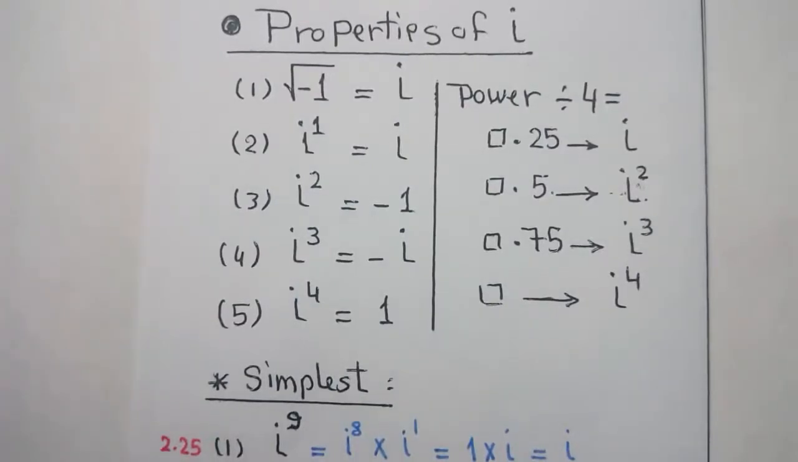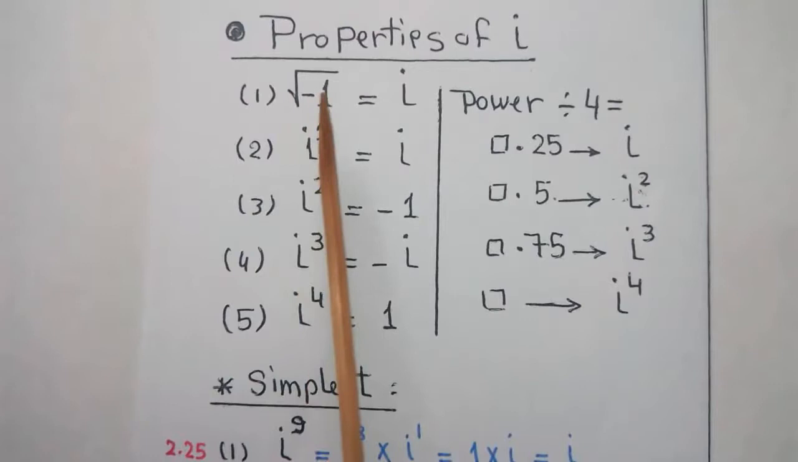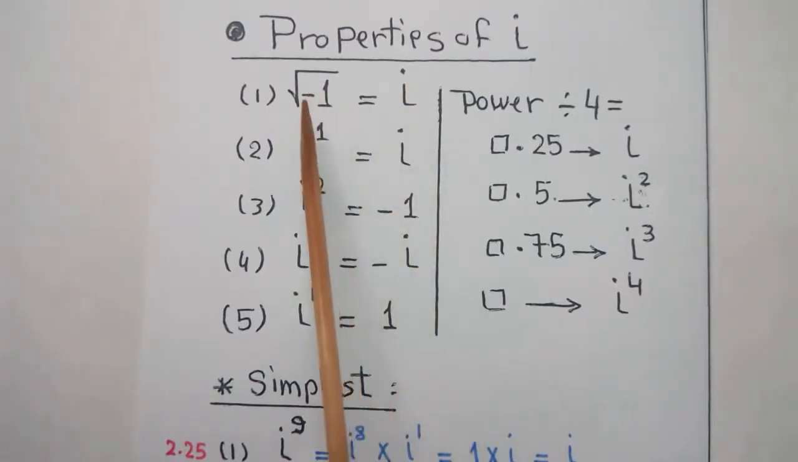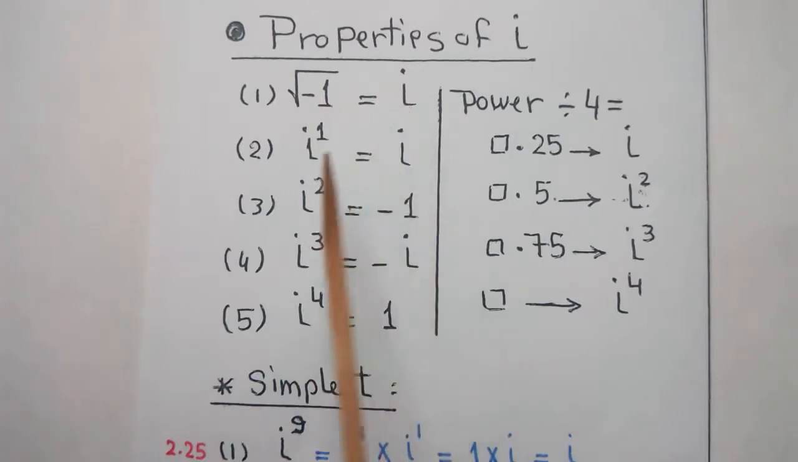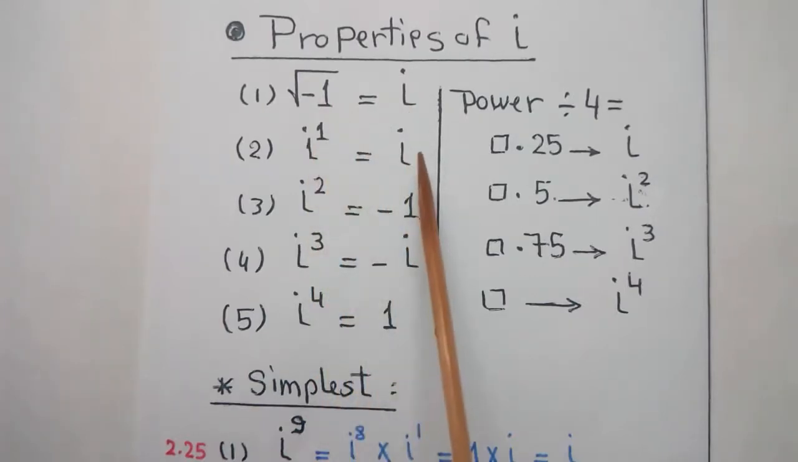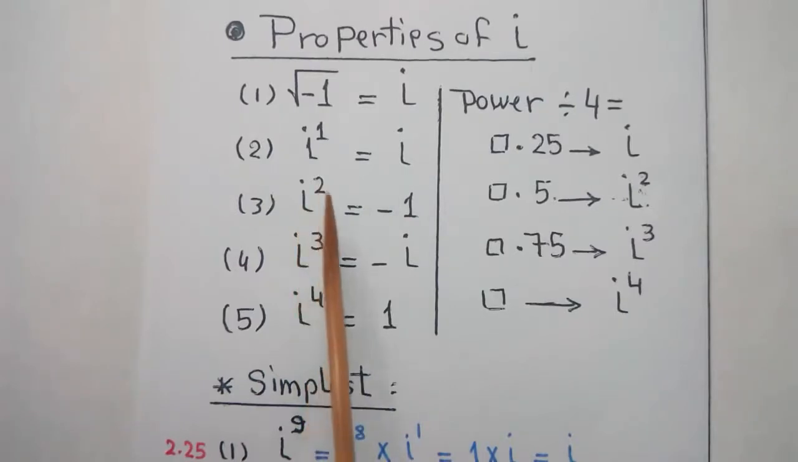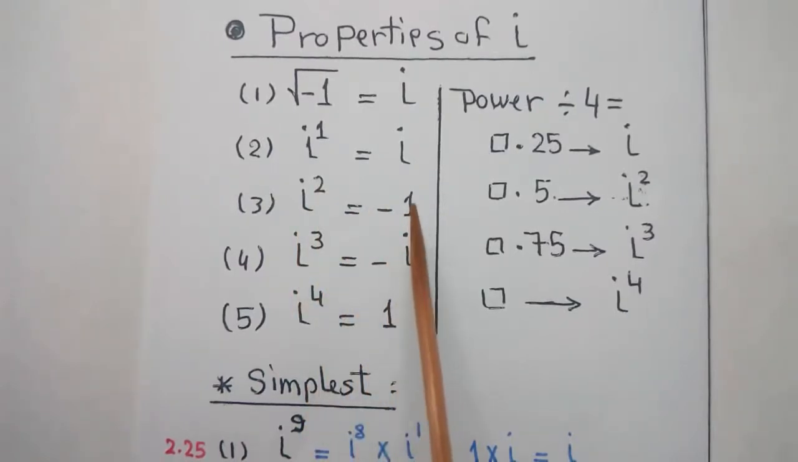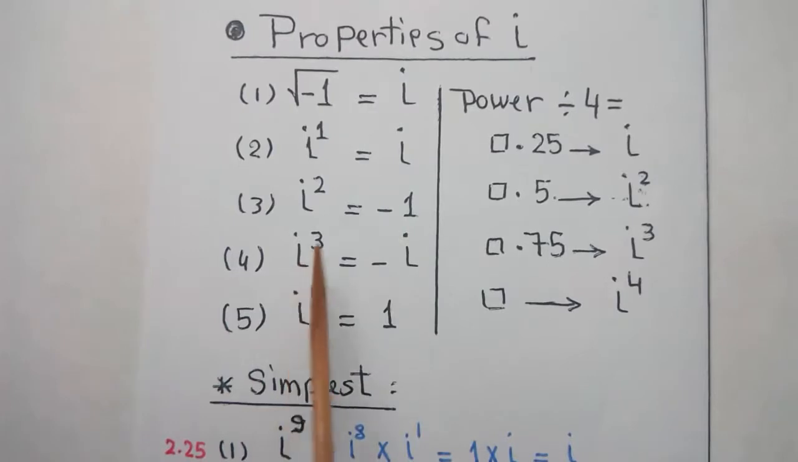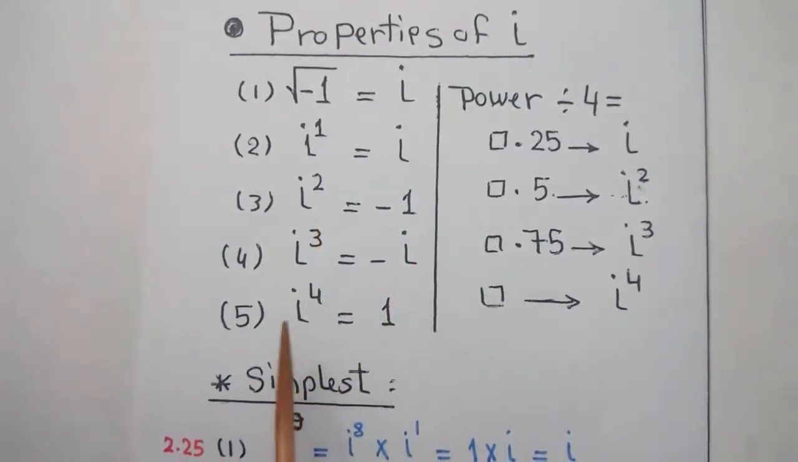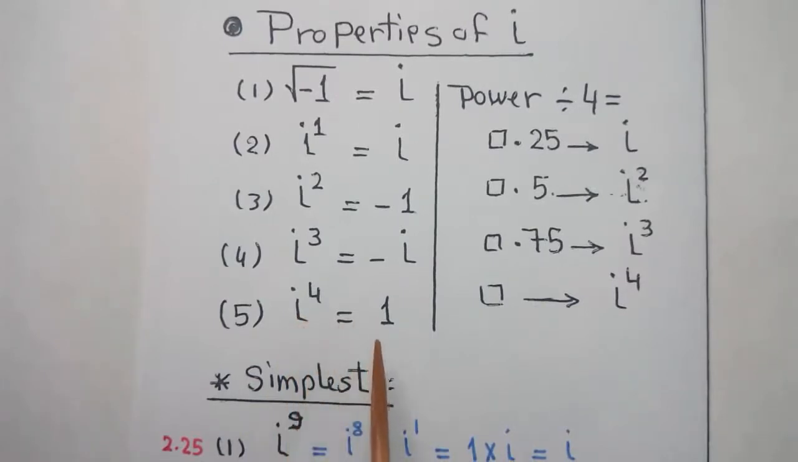Properties of i. Root negative 1 equals i. i power 1 equals i. i power 2 equals negative 1. i power 3 equals negative i. i power 4 equals 1.